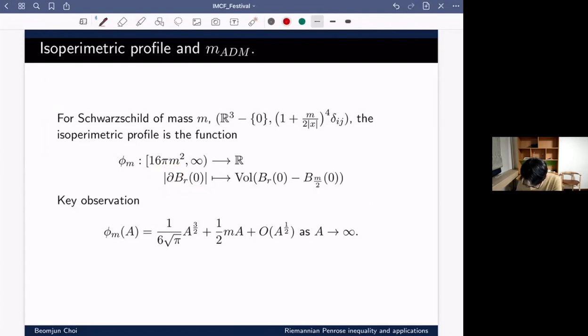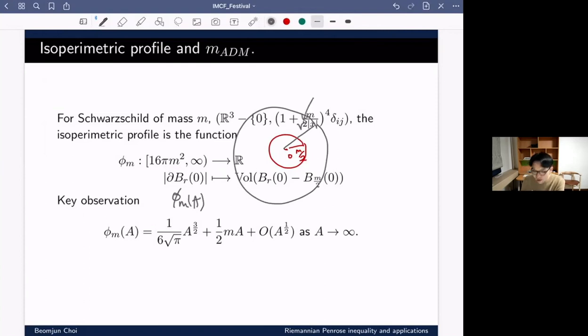And we directly compute: given the area, we can compute the corresponding radius of this ball. Let me draw this situation here. Here is the origin. Here is the outermost minimal surface. For a given A, you first find the corresponding R that has boundary area A. Then we compute the volume between the horizon and this ball. That is given as the definition of the isoperimetric profile phi m of A.